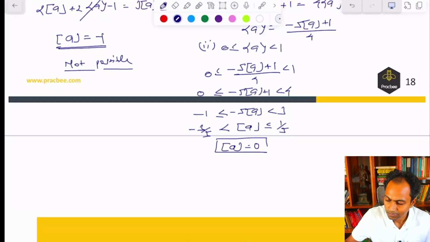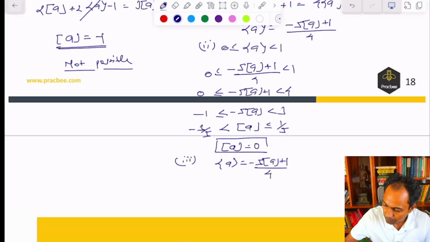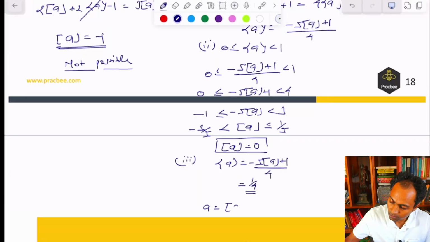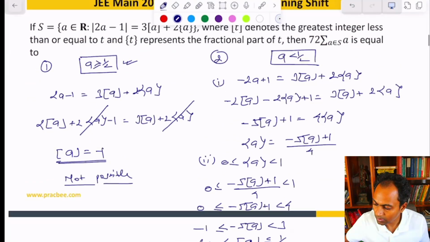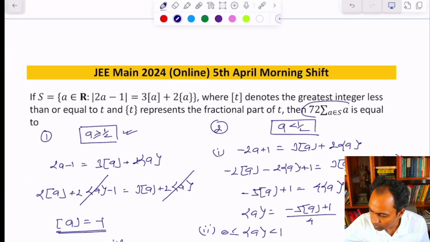Once you have got this, my third step is to consider cases. Now, since there is only one value, we knew that the fractional part of a can be written as minus 5 times gf of a plus 1 by 4. So we can put this value here. It comes out to be 1 by 4. And then, to write the value of a, it is gf of a plus the fractional part. This is my final answer. So what I get is the value of a as 1 by 4. Now if I move forward, this is not the final answer. They are saying add all of these values. Since there is only one value, there is no need to add. 72 into 1 by 4. Answer comes out to be 80.